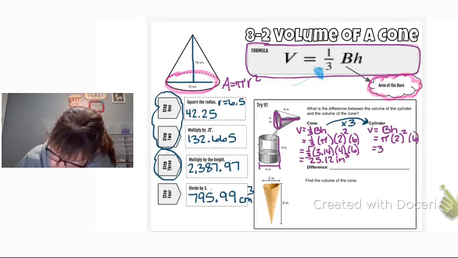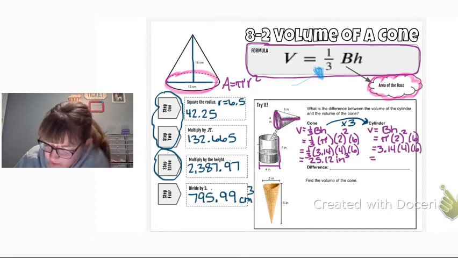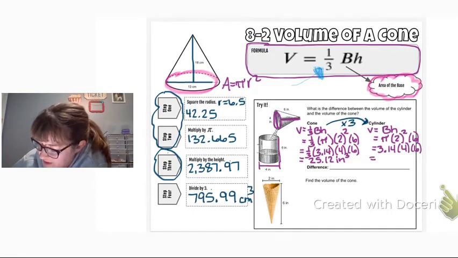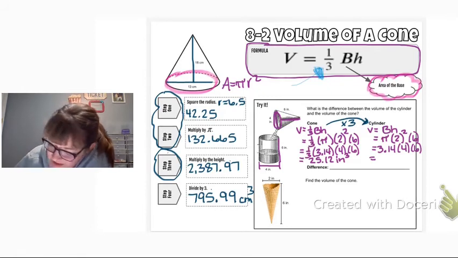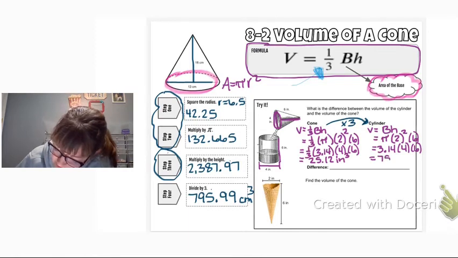We have a height right here of 6. So 3.14 times 2 squared, which is 4, times 6. So it looks just like the other one, except we don't have to take a third. So 3.14 times 4, and then times 6. And we get 75.36 cubic inches.